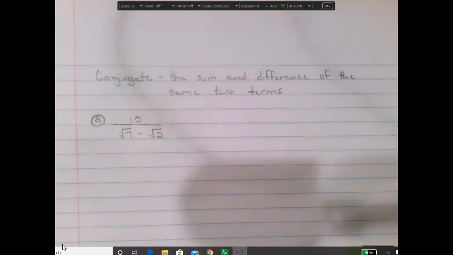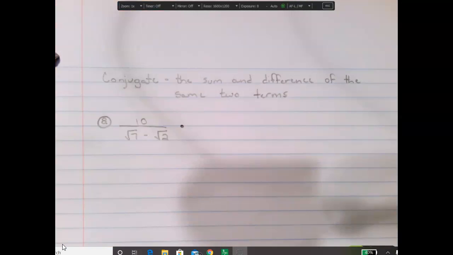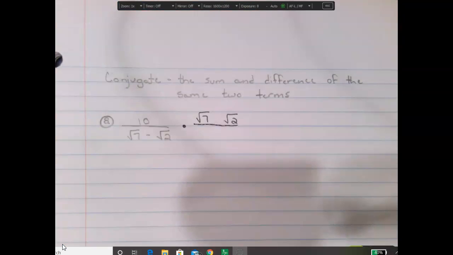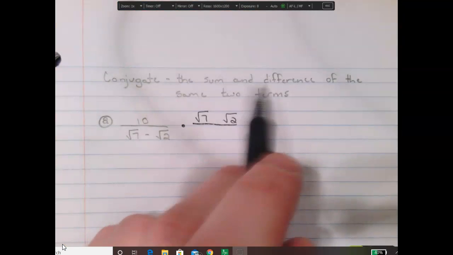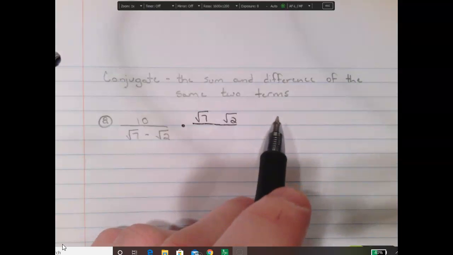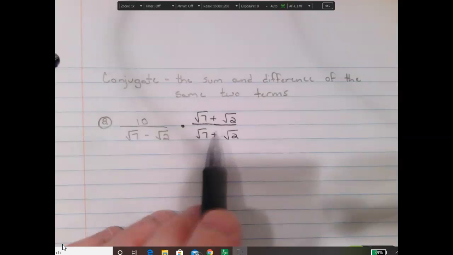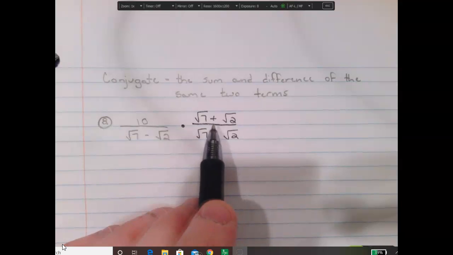Very similar to what we did in our last lesson, I'm going to multiply to get rid of my denominator here. When I multiply, I'm going to have to pay attention to my denominator. Notice the conjugate is the sum and difference of the same 2 terms. So I'm going to multiply now, because this is subtraction, by the opposite, which is addition. So I'm actually multiplying, guys, by radical 7 plus radical 2. If this had happened to be an addition symbol, then this sign would have been subtraction. That's what the conjugate is.